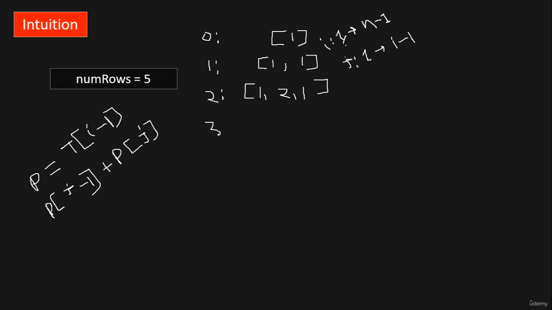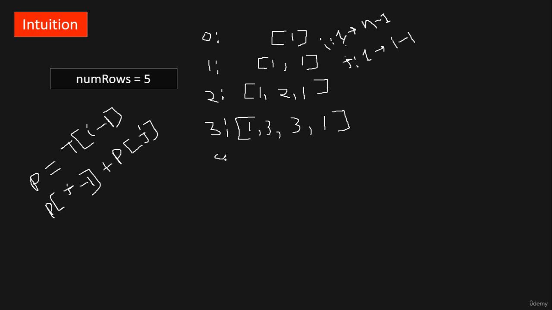Now let's generate index 3 here. First, we'll insert 1 as the first element. Then we go to the top. On the top we have 1 and 2, so we'll add 3 here. Then on the top we have the two elements 2 and 1, so we'll add 3 here using this formula, p[j-1] + p[j]. Here p is the previous row, that means this row. And then at the end we're going to insert the element 1.